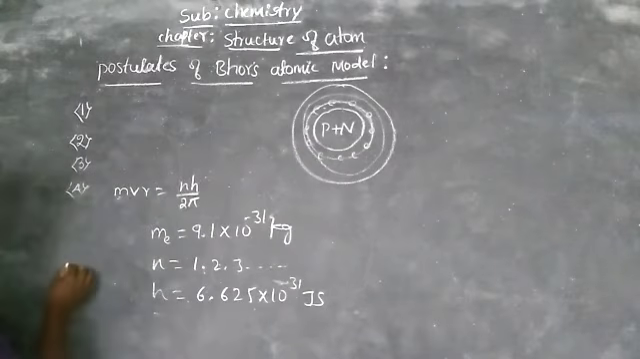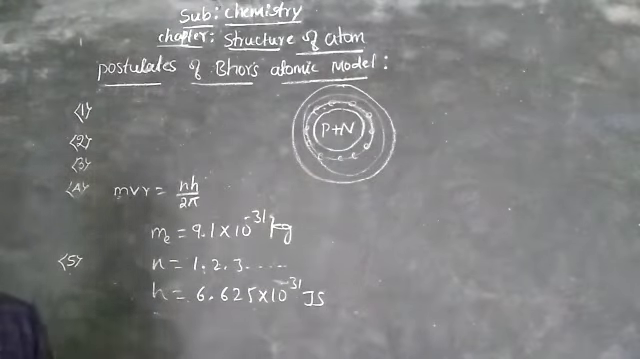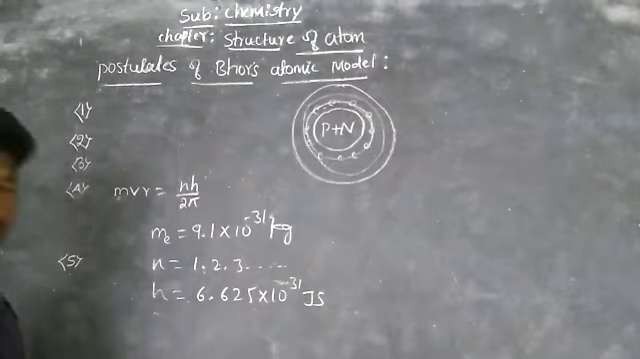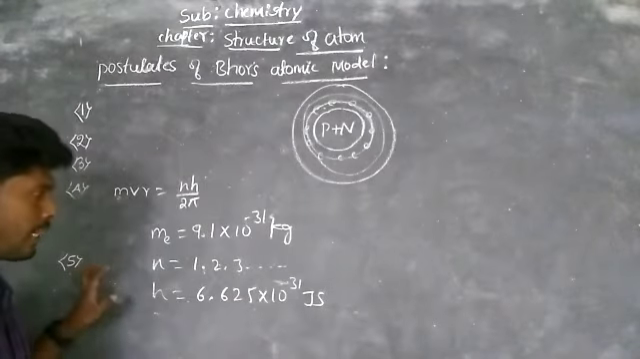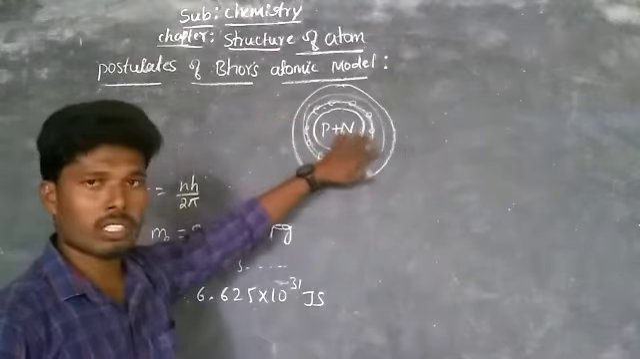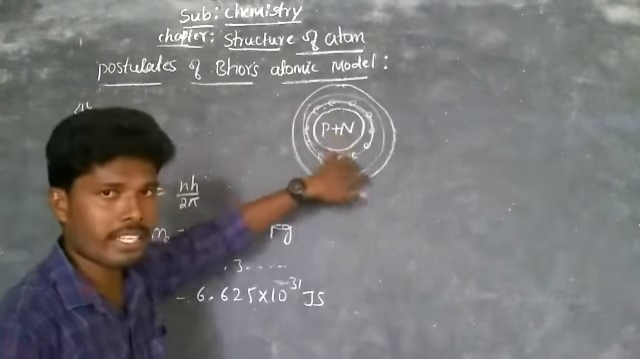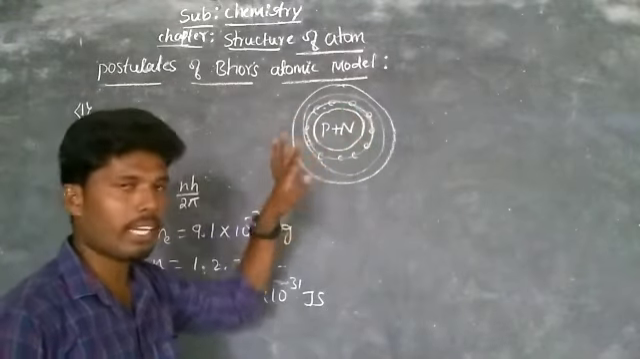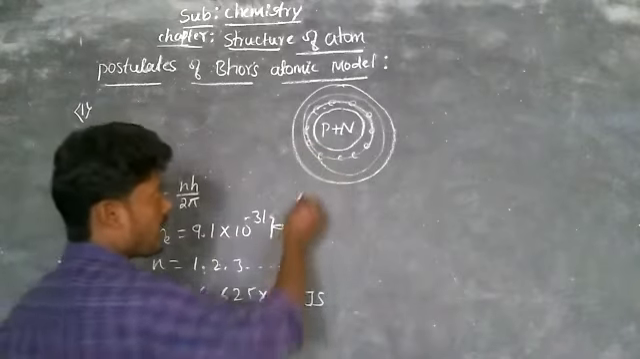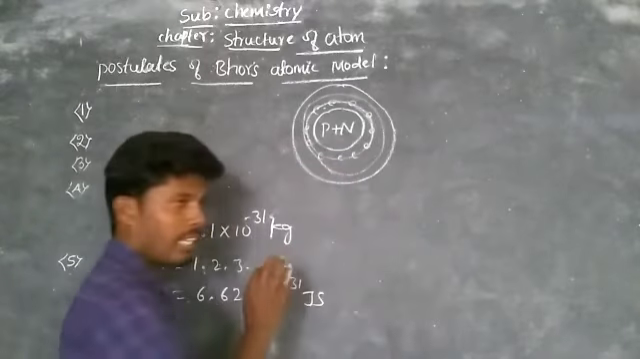Then the next postulate, that is the fifth one: electrons in a stationary state do not emit any energy.